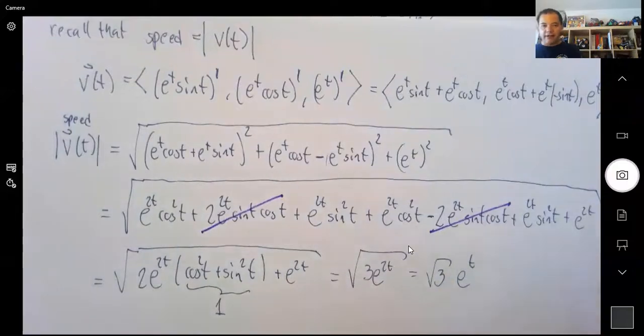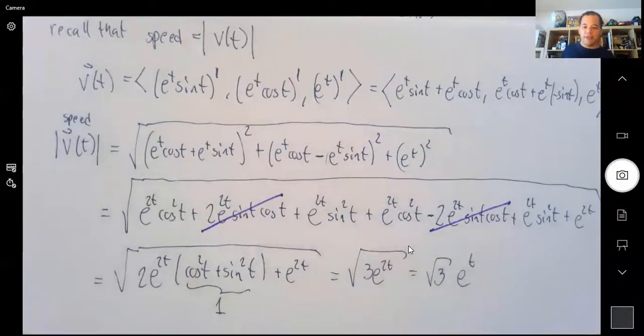And voila, right? Not too bad. So the speed is the square root of 3 times e to the t, and that is a nice expression, right? It's increasing speed, as you can tell. This particle is moving faster and faster and faster, really, really fast. Okay, so that part has nothing to do with arc length. That was the first part of the question.